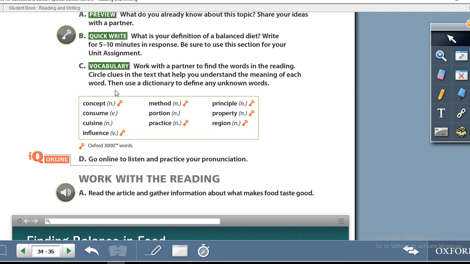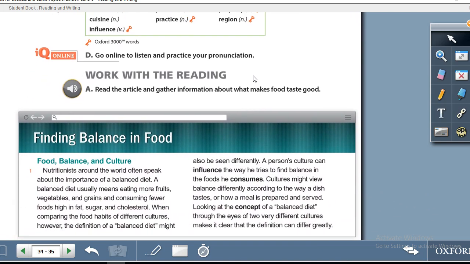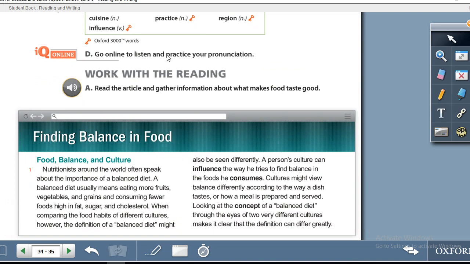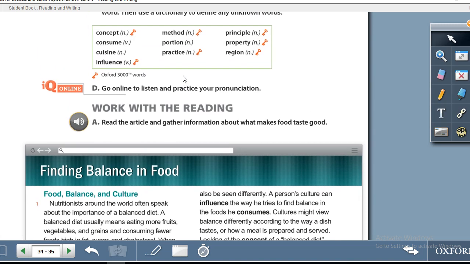And as you can see, it says, then use a dictionary to define any unknown words. So say, for example, you don't understand the meaning of the word portion or practice or method, right? You will then use a dictionary and you will look for the definition of the word. Let us now move on. Exercise D, go online to listen and practice your pronunciation. Now this instruction tells you that you can basically go online, if you have a Q Skills account, and you can listen and practice how you pronounce each one of these words, right?